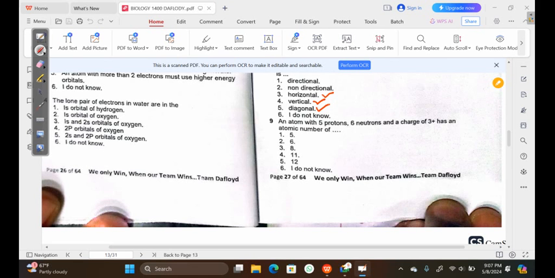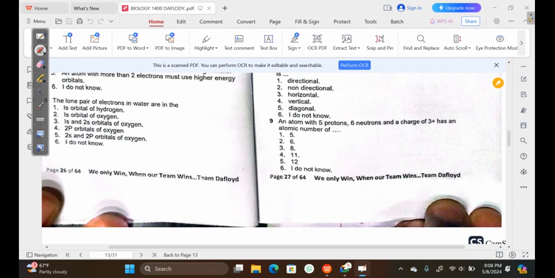So what does that tell us? It gives us direction. In short, the p atomic orbital is the only atomic orbital which has got direction. So it's directional. That's why the correct answer is option 1. Are you clear? Alright.